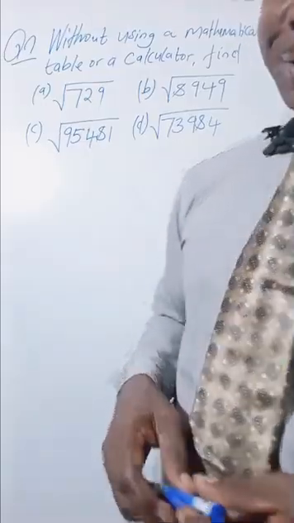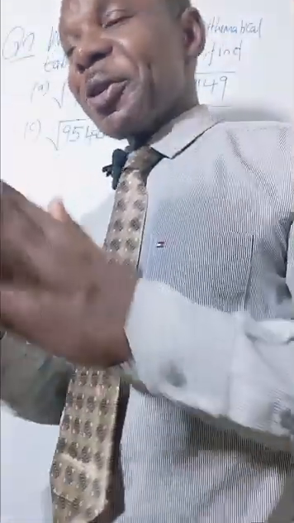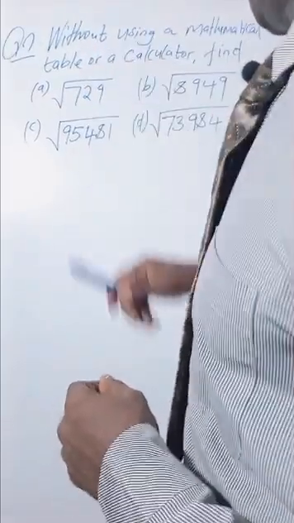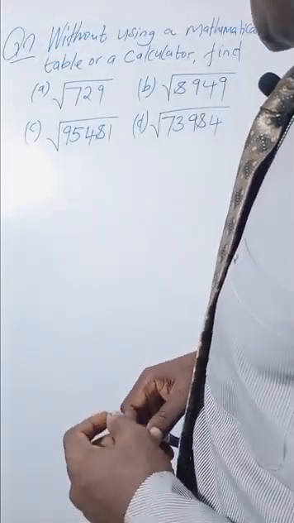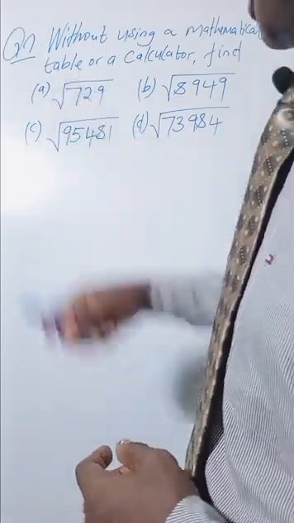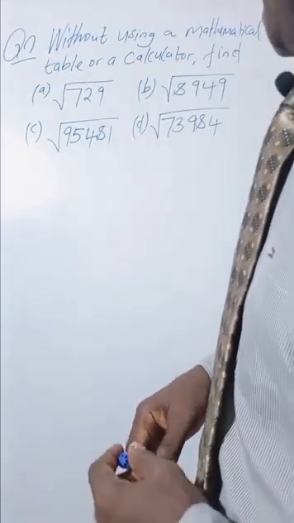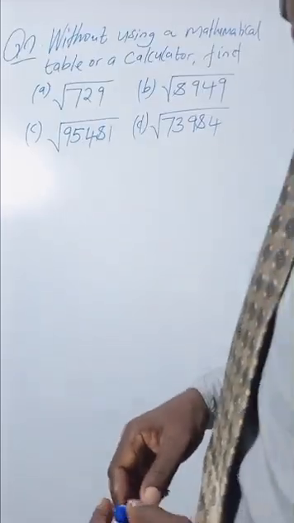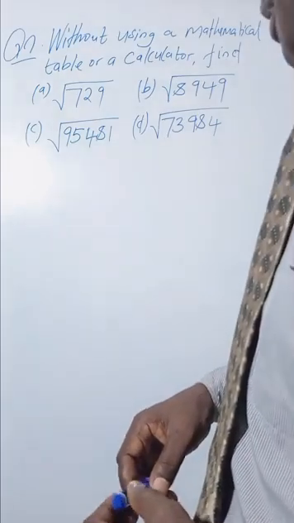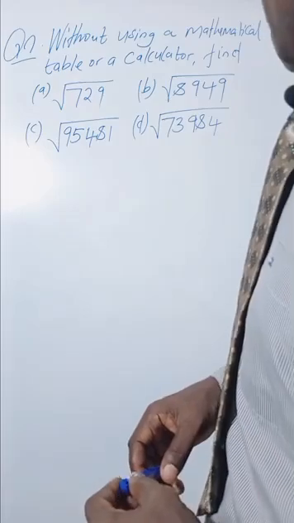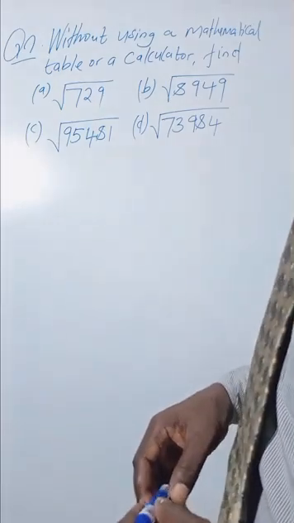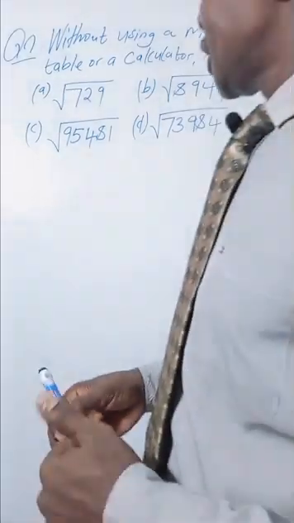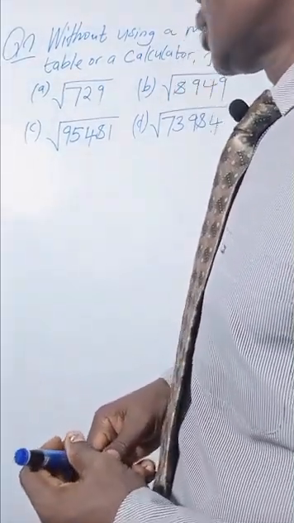So here's the question. Okay, my assumption is that you will pause the video. Without using a mathematical table or a calculator, find: A, the square root of 729; B, the square root of 8,949; C, the square root of 95,481; and D, the square root of 73,984.